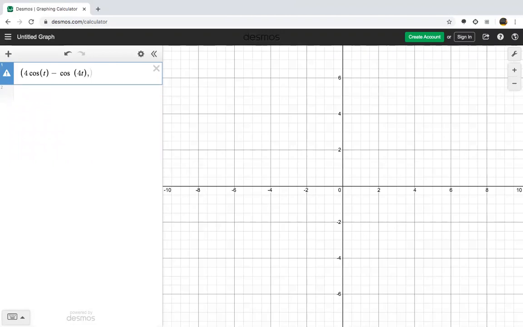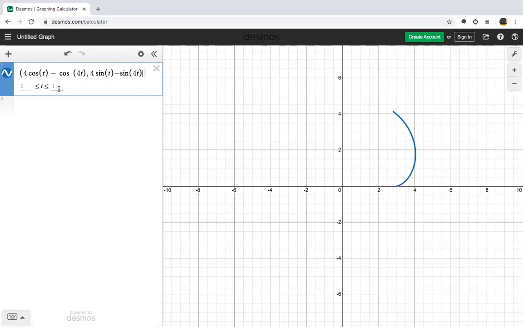Okay, comma, space, now the y portion of the parametric equations, which would be the same thing but sine. So 4 sin(t), and I hit caps lock because I can't type right. 4 sin(t) minus sin(4t). Boom. Now, you don't see very much graph here because the t parameter is set only between 0 and 1.